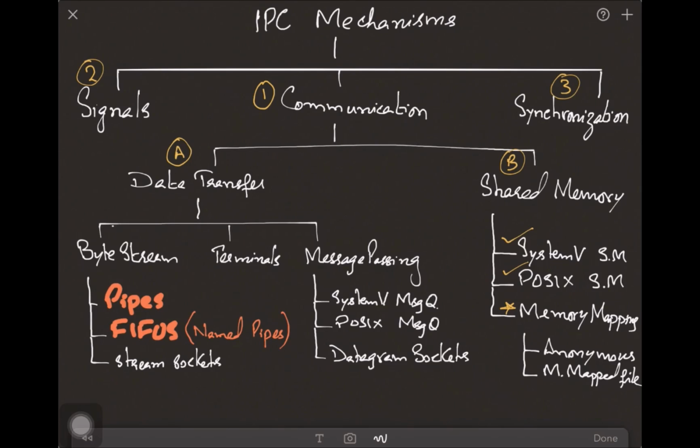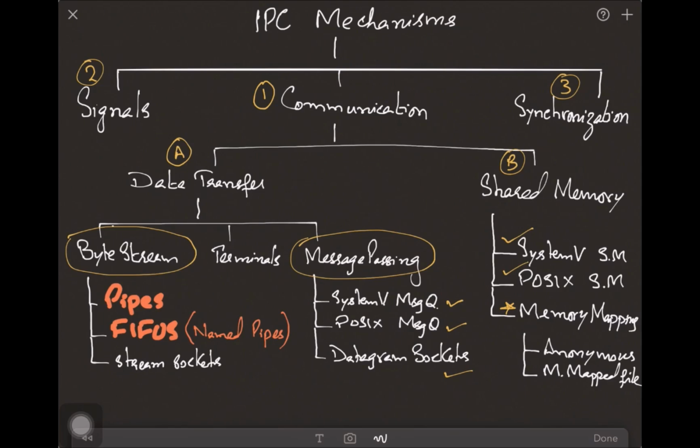As far as the data transfer is concerned, it is further divided into two main categories. One is the transfer as byte stream, and the other is transferring data as messages. In the byte stream, we have again three categories: pipes, fifos, and stream sockets. And in message passing, we have System 5 message queues, POSIX message queues, and datagram sockets.